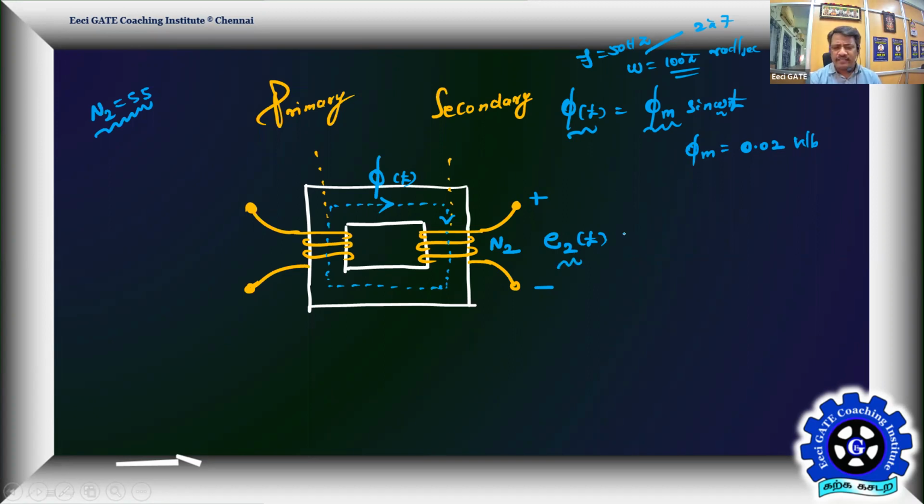So what is the induced EMF? The right polarity marking is given. So the induced EMF in coil 2 is N2 into d phi of t by dt. That's a very simple fundamental as far as induced EMF is concerned. That's the induced EMF in coil 2, the secondary of the transformer. What we need is the RMS value of E2. So let me take the RMS value of E2, that is E2 effective, or shortly E2 RMS. That's what we need to find out.